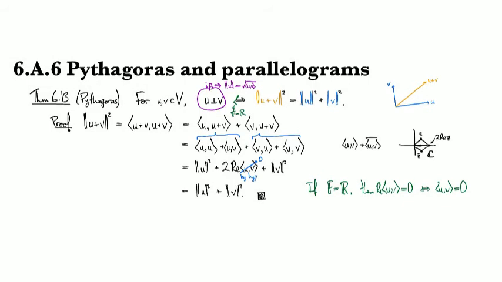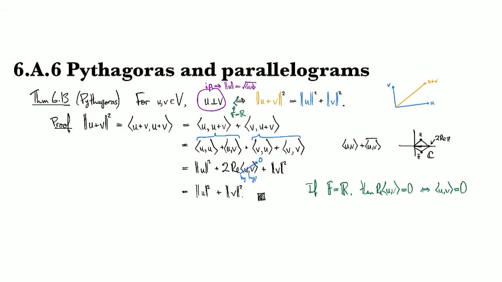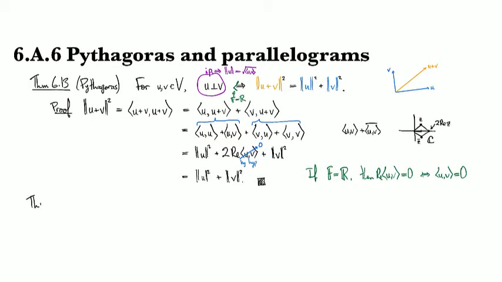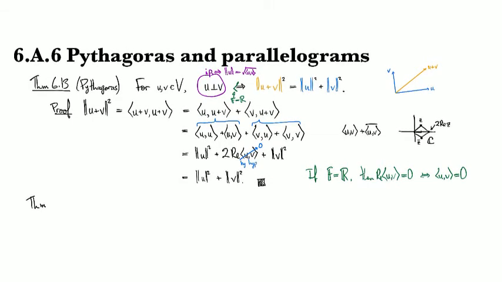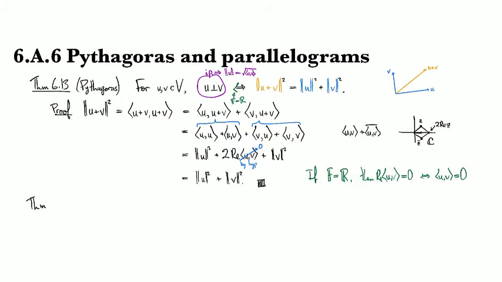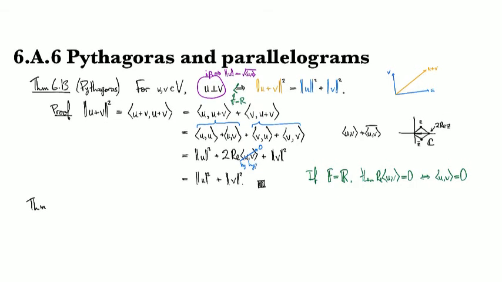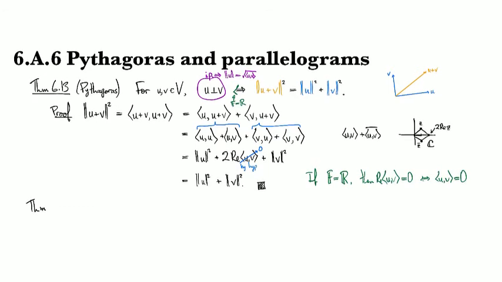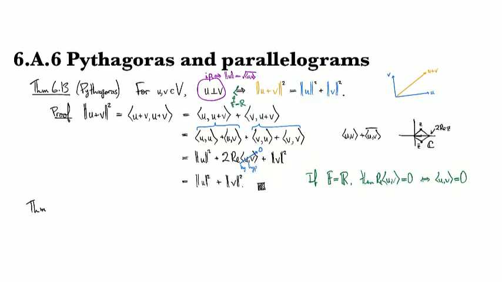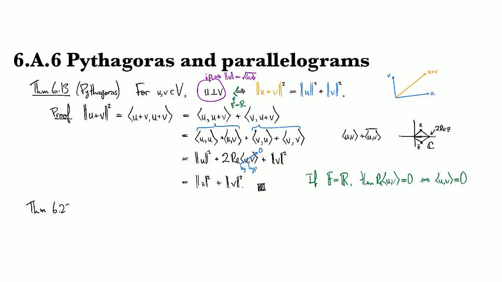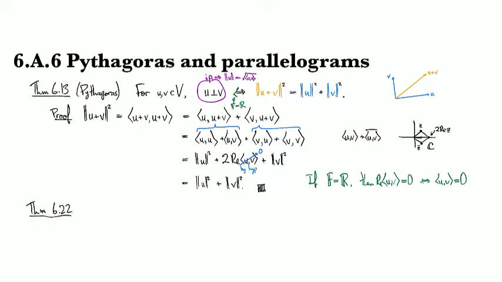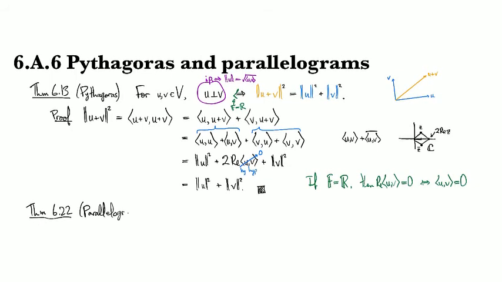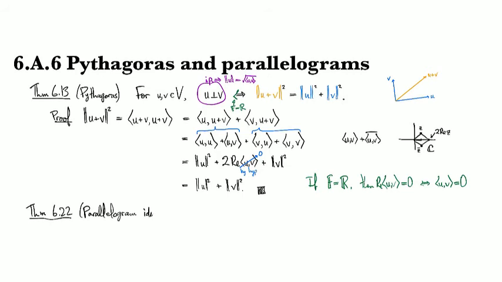All right. So let's see. So now we have another theorem that goes right along with this one. So this is, let me see. This was, shoot, I'm just looking up the number in the book. Wait, don't they have it? Yes, they do. Okay, I thought they did. 622. So this is the parallelogram identity.